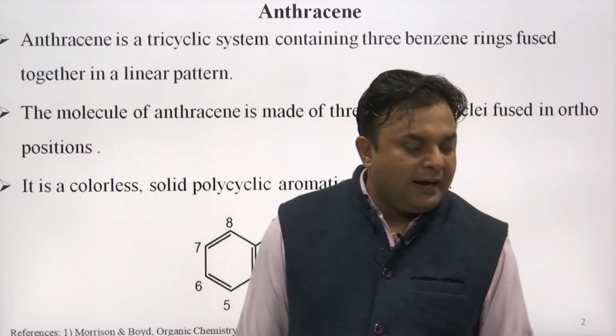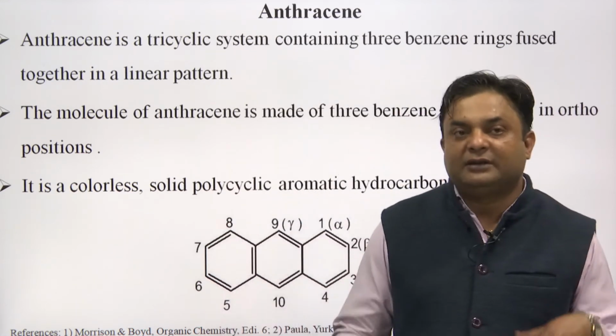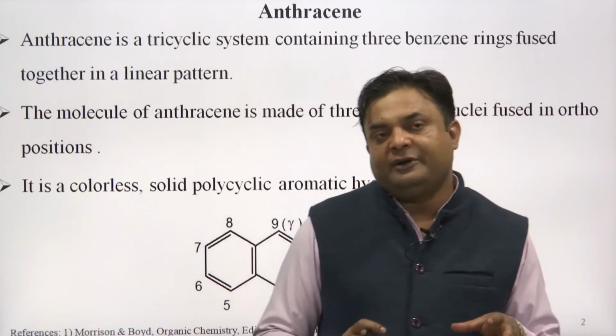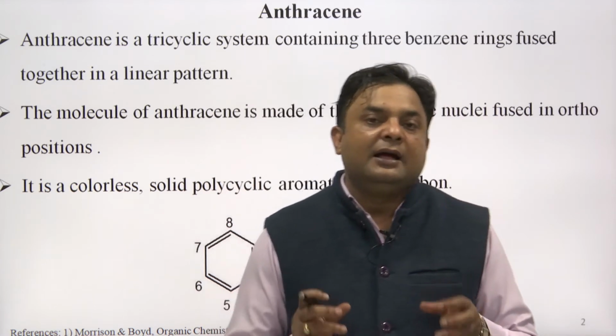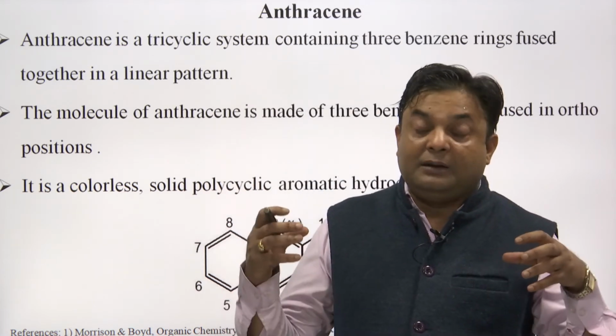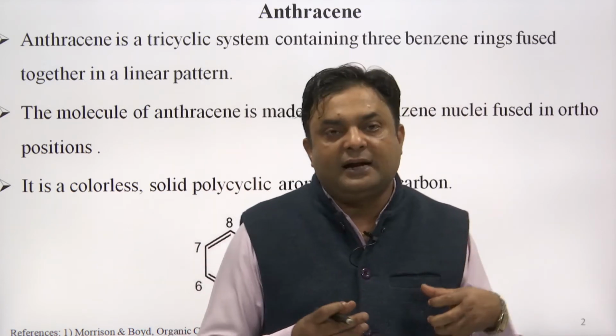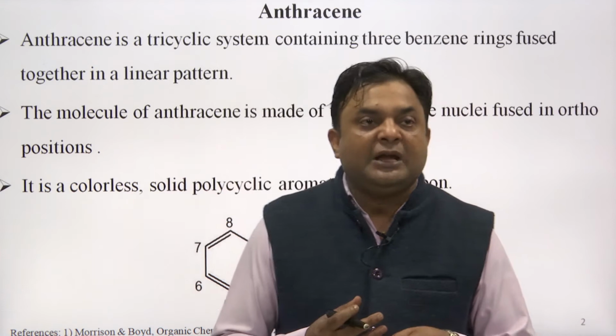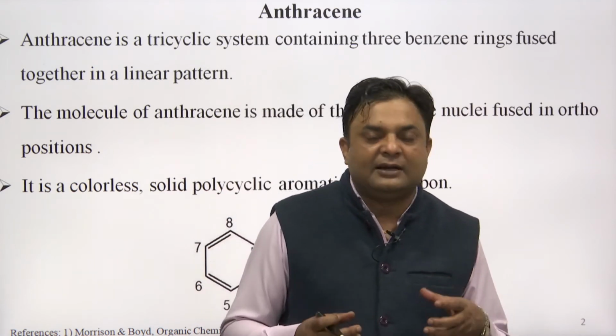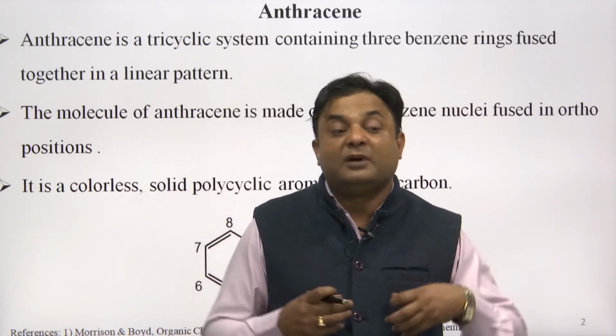As you know, anthracene, like phenanthrene, also has 3 benzene rings fused together. The only difference is that in phenanthrene the 3 benzene rings are joined in an angular fashion, while in anthracene they are joined in a linear fashion. So both phenanthrene and anthracene are isomers of each other.